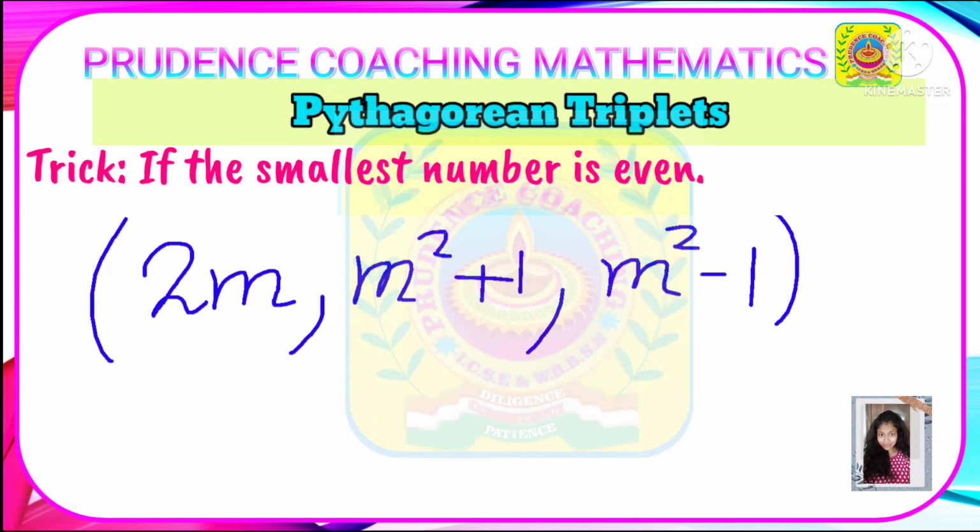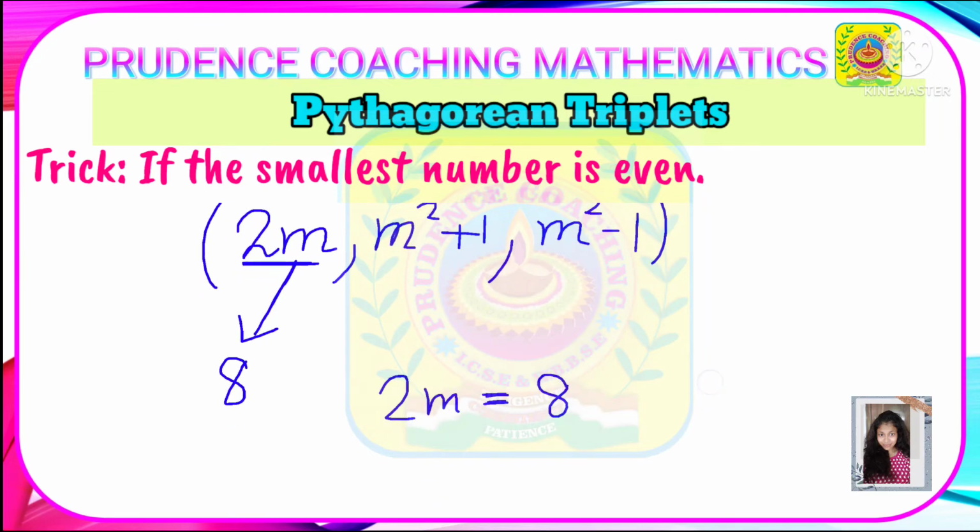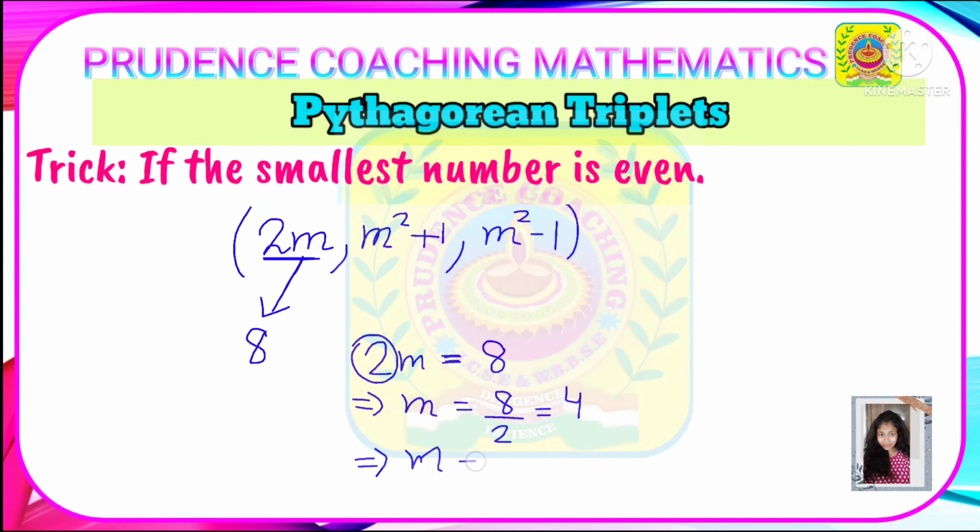So let us learn with the help of an example. If the smallest number among the triplet is given to be 8, we can write 2m equals 8, because the smallest of the triplet is said to be 8, and here 2m is the smallest among the triplet. Now we can write m equal to 8 divided by 2. So this 2 which was in the multiplication will go to the other side and become division. So 8 divided by 2, you are getting here 4. So the value of m here is 4.